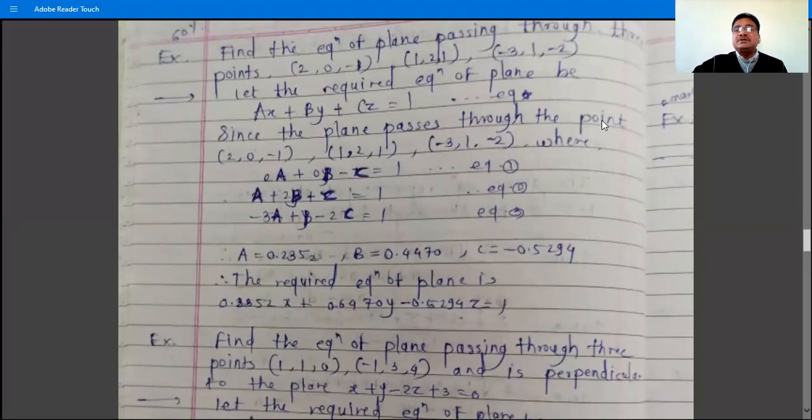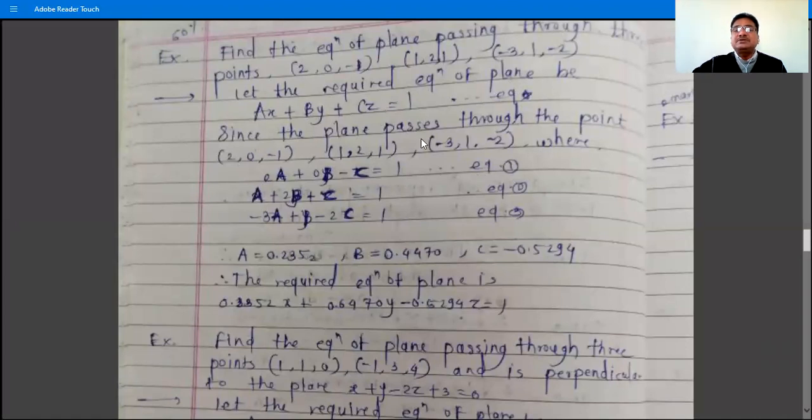Since the plane passes through the 3 points, all these 3 points satisfy the given equation. That is, substitute x, y, z as 2, 0, -1. So a into 2, 2a, then b into 0 is 0b, minus z as minus 1, so minus c is equal to 1. This is equation number 1. Suppose this is equation star, the required equation of the plane.